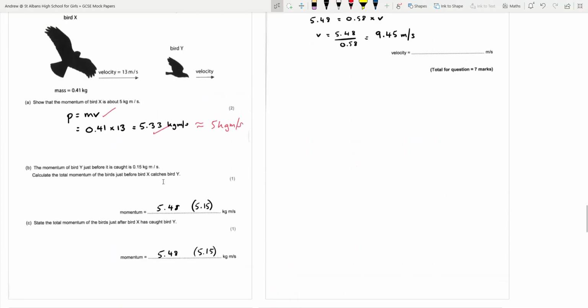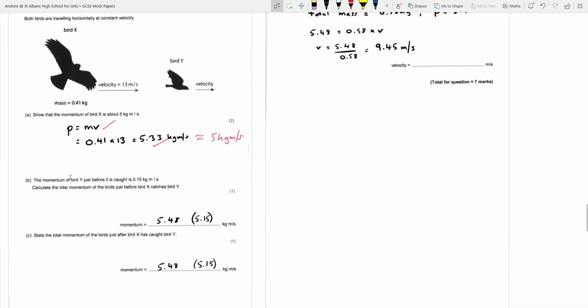So you're told the momentum of bird Y is 0.15. Therefore, what's the total momentum? You just add it together, so it's 5.33 plus 0.15. State the total momentum just after bird X has caught bird Y. It's still 5.48. They're moving off together.